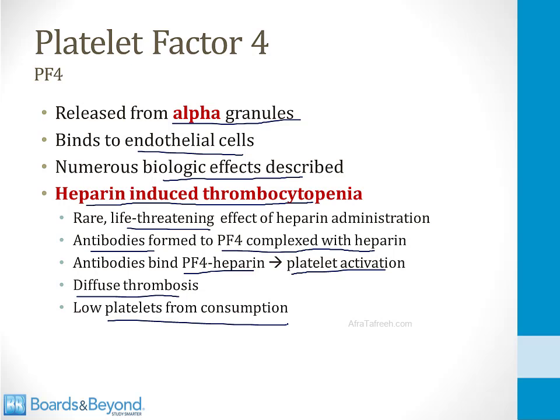And I talk about this in more detail in the module on anticoagulants, but for our purposes here, I just want to point out that platelet factor 4 comes from the alpha granules in platelets, and it's intended to have biological effects, although it contributes to this dangerous side effect of heparin.